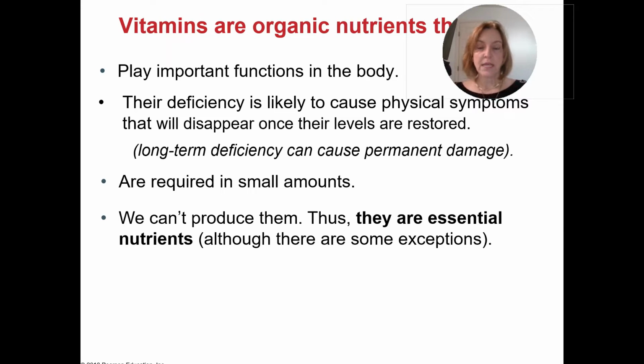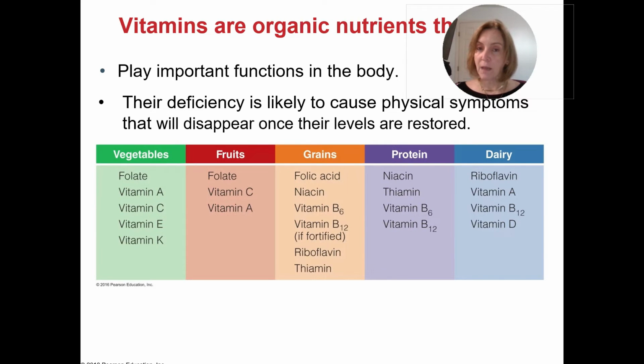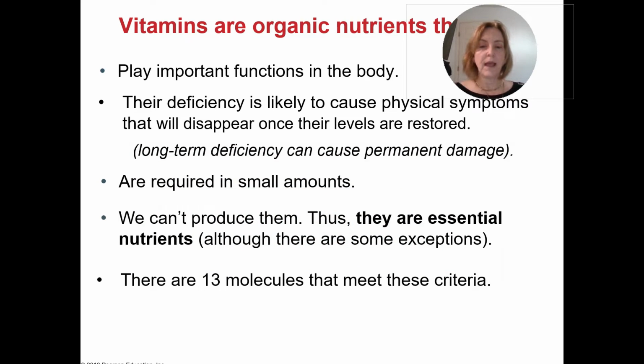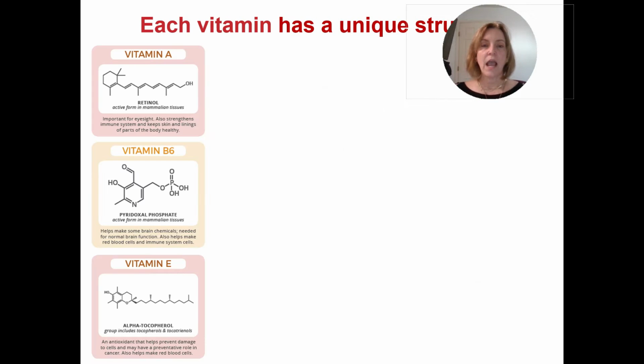The good news is that they are present in all types of foods, like vegetables, fruits, grains, proteins, and dairy products. And there are 13 nutrients, or 13 molecules, that fit in this classification. Each of them has a unique structure. So in contrast to carbohydrates, lipids, and proteins, in which we had a common structure, in the case of vitamins, each of them has a unique structure.